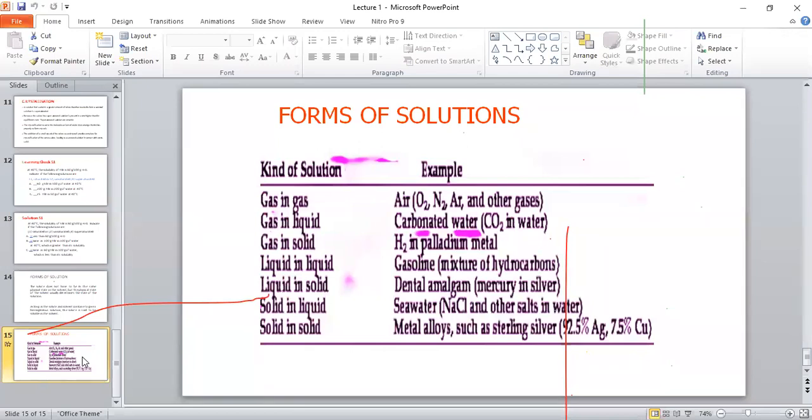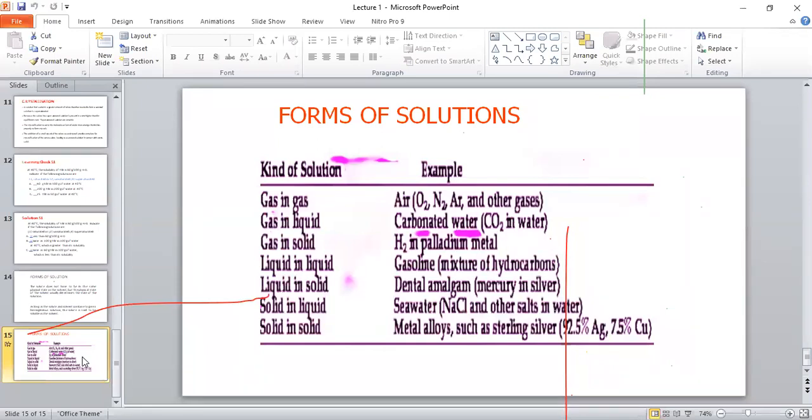A heterogeneous mixture is not a solution. So for you to have a homogeneous mixture, for you to have a solution, liquid in liquid, the two liquids have to be of similar polarity. You can mix alcohol in water and it will become like a solution. So that's how it is.